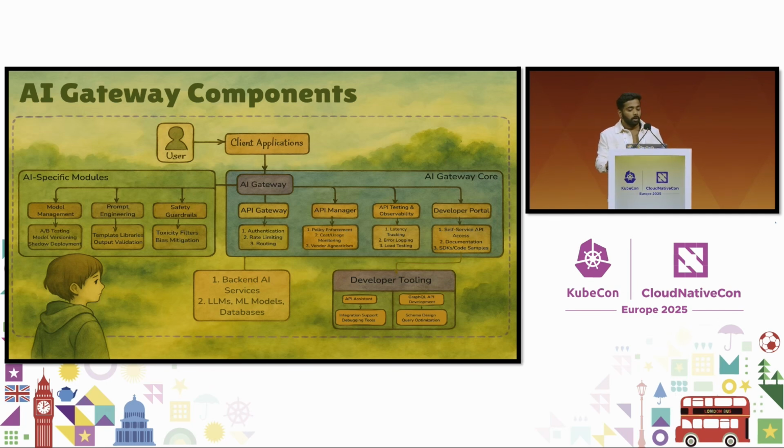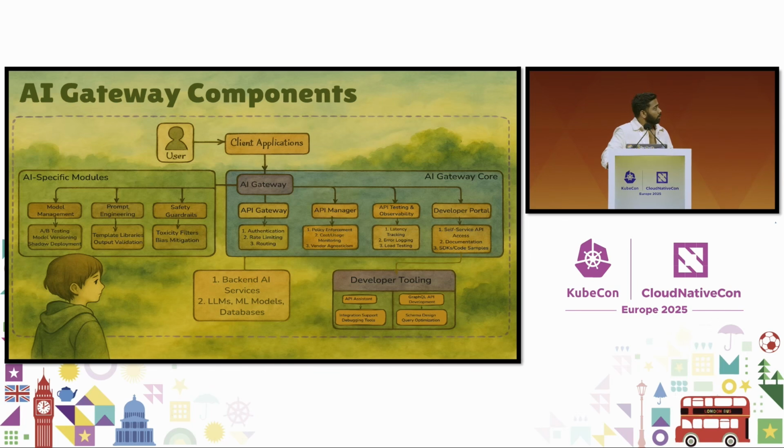Other than that, there is an API manager. So here, the policy enforcement will happen. Then you can track cost or usage of the mechanism. Then it also supports a multi-vendor setup, so you are not locked in, right? Similarly, API testing and observability. It tracks the latency, logs errors, and supports load testing. So you can simulate real traffic and find the weak spots between all of them.